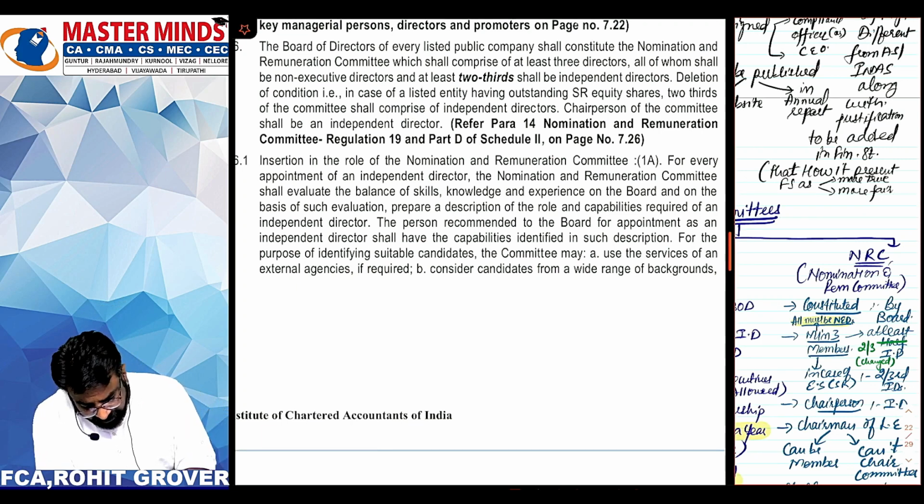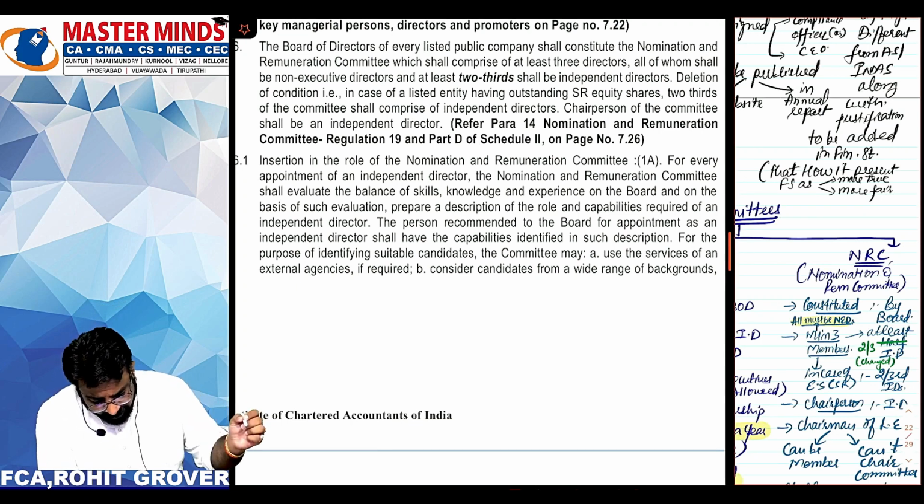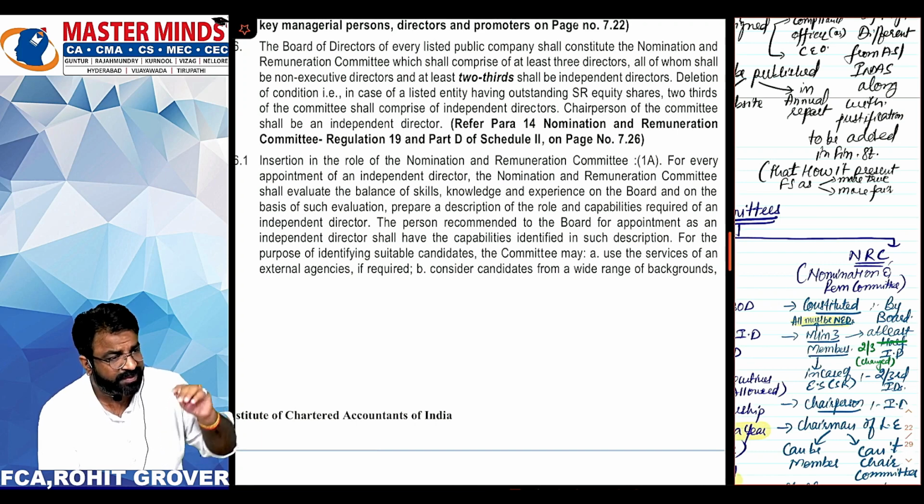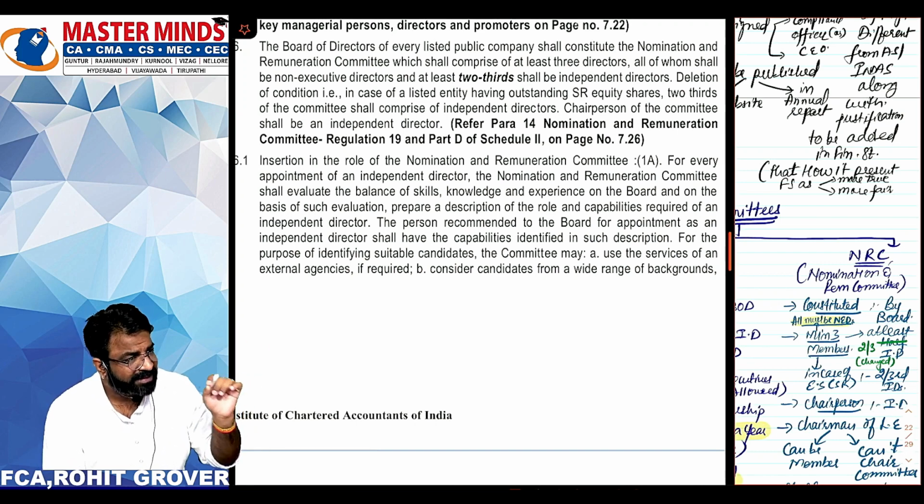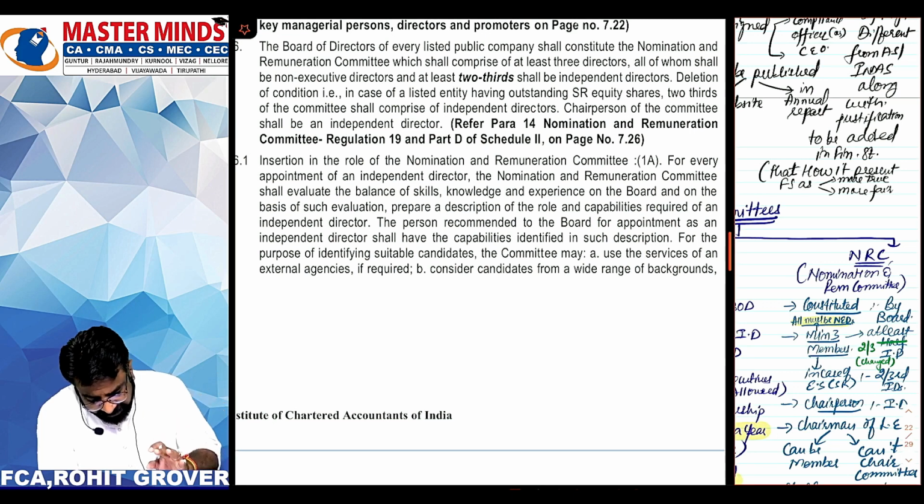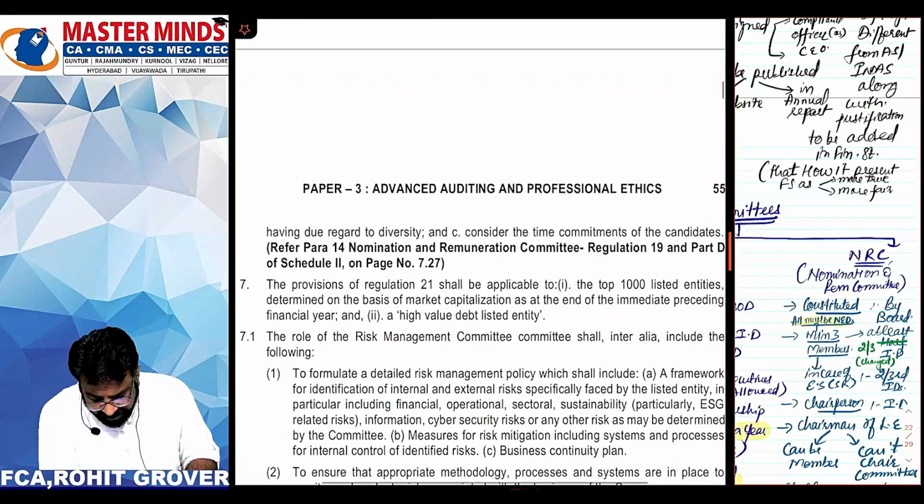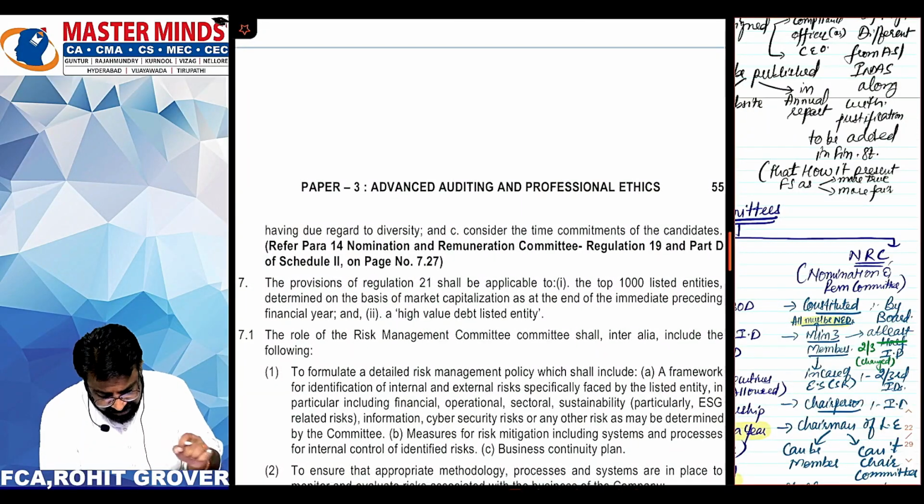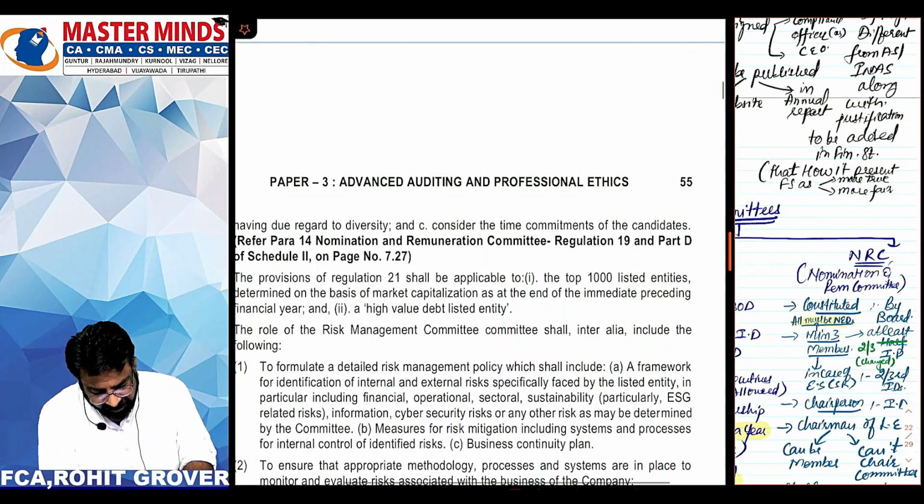Next thing, the person recommended to the board for the appointment as an independent director shall have the capabilities identified in such what? Description. So what they are looking for, you should meet that criteria if you want to get appointed as a which independent director. For the purpose of identifying suitable candidates, committee may use the services of which agency? External agency. If required, consider the candidates from the wide range of what? Backgrounds, having due regard to diversity, or consider the time commitments of what? Candidates.